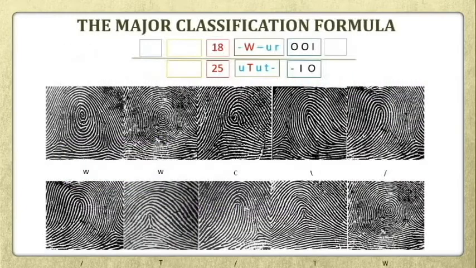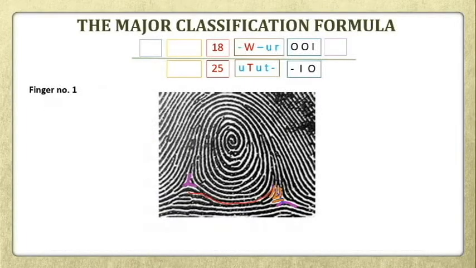However, since in our example finger number 1 is a whorl type of pattern, that is a plain whorl, we are going to utilize the rules for ridge tracing, and it will be represented by I, M, and O. I for inner, M for meeting, O for outer. So let us now proceed to the ridge tracing of finger number 1.